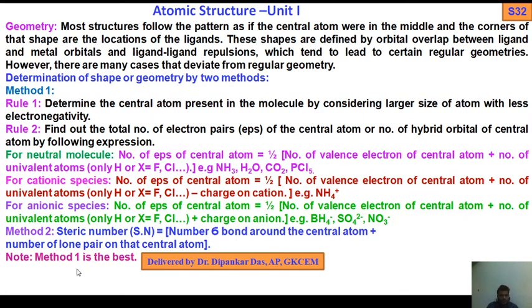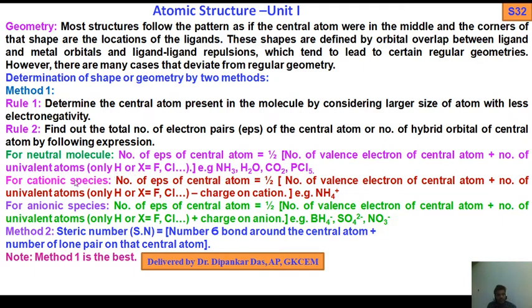Method 2: the steric number is the number of sigma bonds around the central atom plus the number of lone pairs on that central atom. But method 1 is best. If you are interested, go for method 1. According to my suggestion, method 1 is the best method, so that you can find out the number of EPs. To find the EPs, you first choose the central atom having the larger size and less electronegativity. Then you should know the valence electrons of the central atom plus how many univalent atoms are attached to that central atom. Univalent atom means hydrogen or halogen.